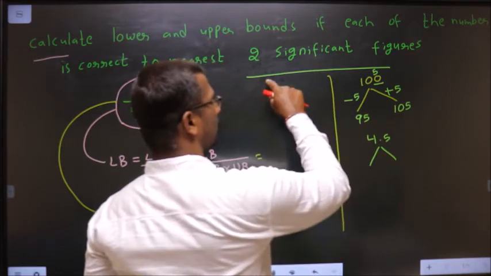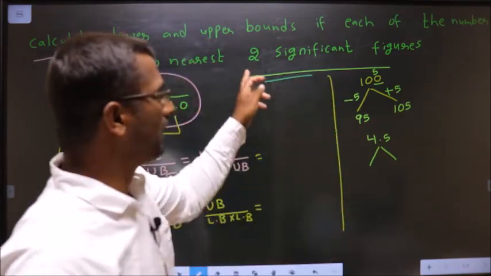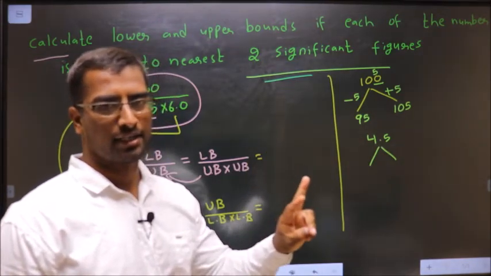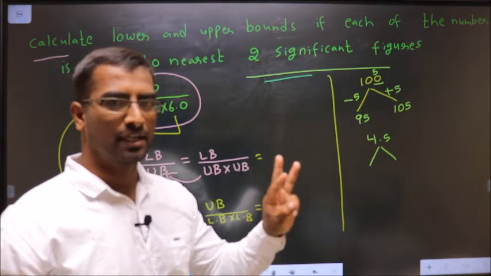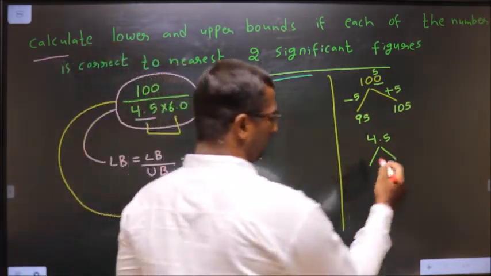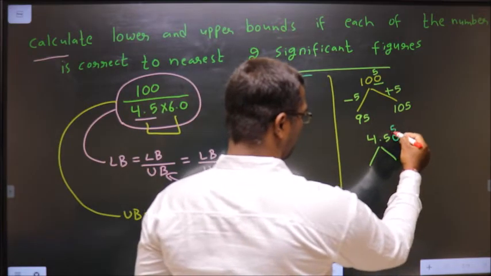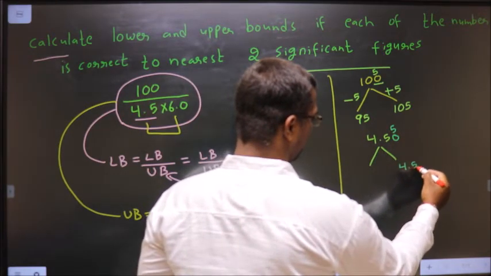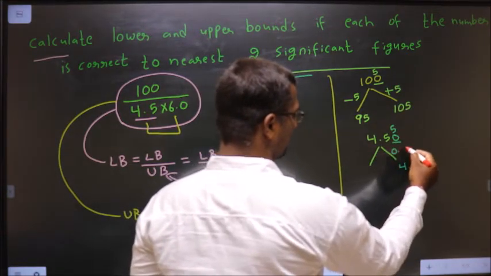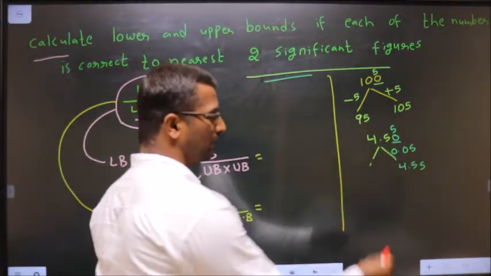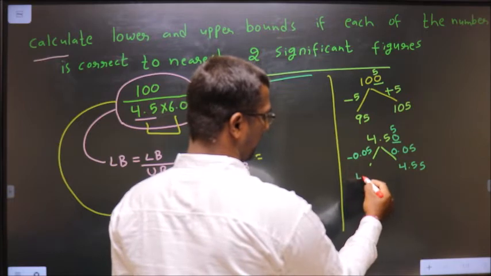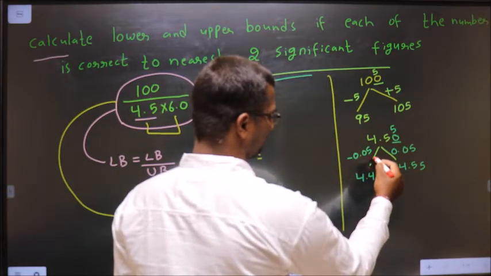Now the next number is 4.5. Even this is corrected to the nearest two significant figures. That means earlier there were 3, it got corrected to 2 significant figures. So now you should make it back to 3 significant figures. And how do you do that? See here. Here you should get 5. Then only it becomes 3 significant figures. Now to get 5 over here, I should add 0.05. So whatever I am adding, I should also subtract. So when I subtract, I get 4.45.